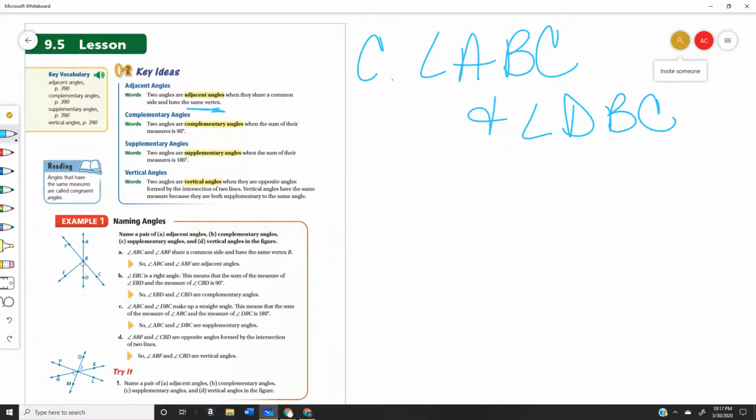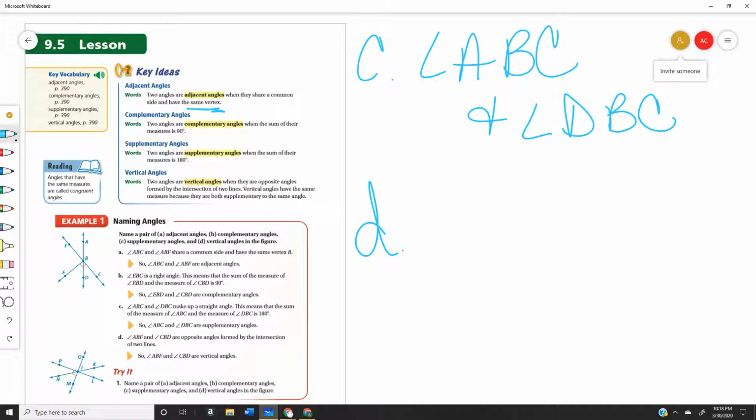Okay, the last thing that it asks us to find is a set of vertical angles. Now, there are several different vertical angles in here, but the ones that we're going to look at are right here and right here. They're opposite of each other. They're formed by this line that intersects with this line, and they share that same angle that makes them supplementary.